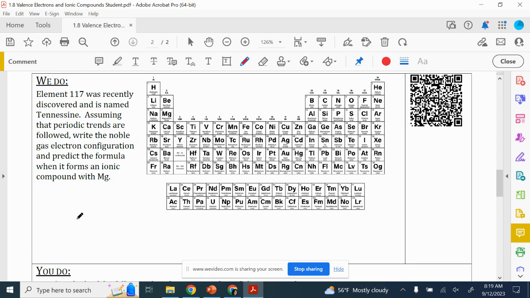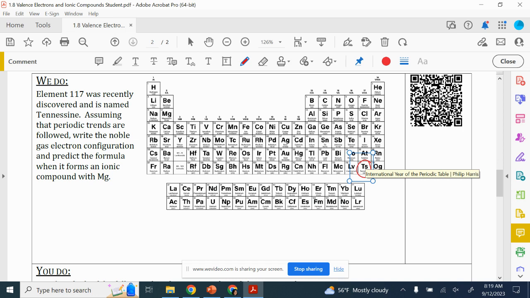Element 117 was recently discovered. They named it tennessine. Assuming that periodic trends follow, write a noble gas electron configuration and predict the formula it forms with Mg. Okay, so that is this guy right here, right? We need a noble gas configuration. So what is it likely to do? Is it likely to gain a crap ton of electrons, lose a crap ton of electrons, or is it going to just gain 1? Gain 1.